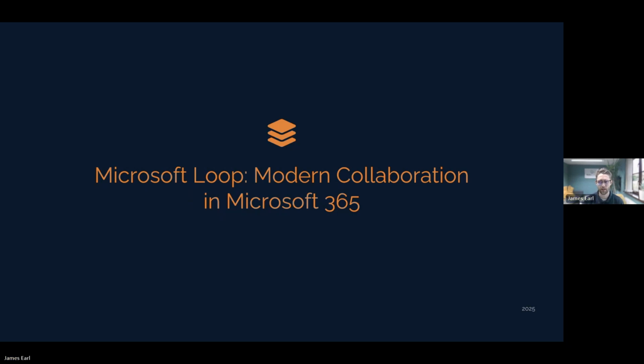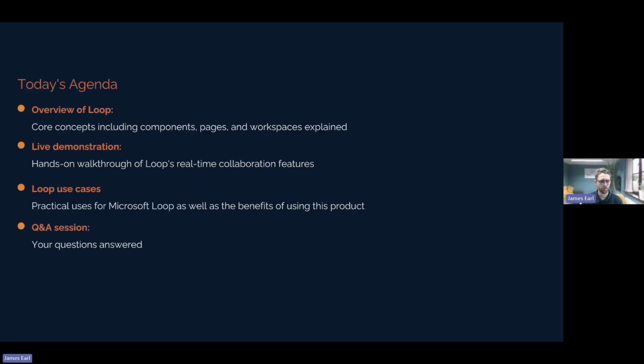Today we are going to look at Microsoft Loop and how it can be used to collaborate with businesses and amongst your colleagues. So, to get started, we're going to run through our agenda for today. We are going to start by giving a quick overview of Microsoft Loop and explain the core concepts, which include components, pages, and workspaces.